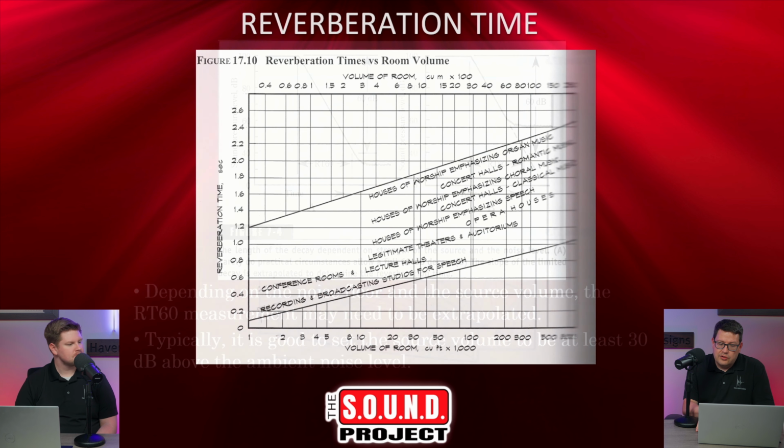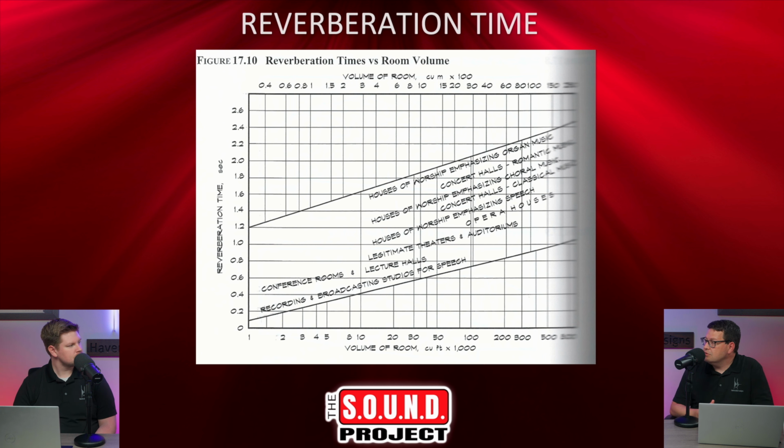important. We also look at the application for the reverb time, because what's good for one room, let's say a room only for speech applications, is not going to be great for, let's say, orchestral music or an organ. You know, some of the greatest orchestra halls in the world have a reverb time around 2 to 2.5 seconds at mid frequencies.